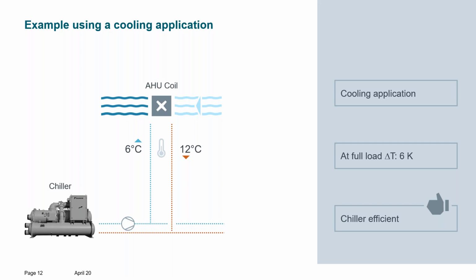This is a very simple schematic, right? The chiller sends cold water to the coil of the air handling unit, and the incoming air in the duct is cooled accordingly. And after transmitting its thermal energy, the water returns slightly warmer, right? The system in this case is designed to operate at full load with 6 degrees flow temperature and 12 return. So we have a difference of 6 degrees, and this is what we call delta T. And this difference is very important because a chiller works most efficiently when this gap is the largest. So what you want to do is to keep the delta T at the highest possible level.